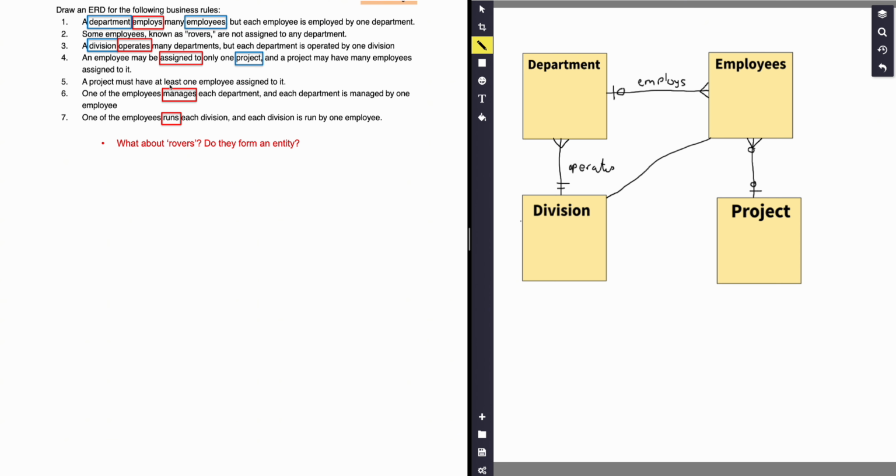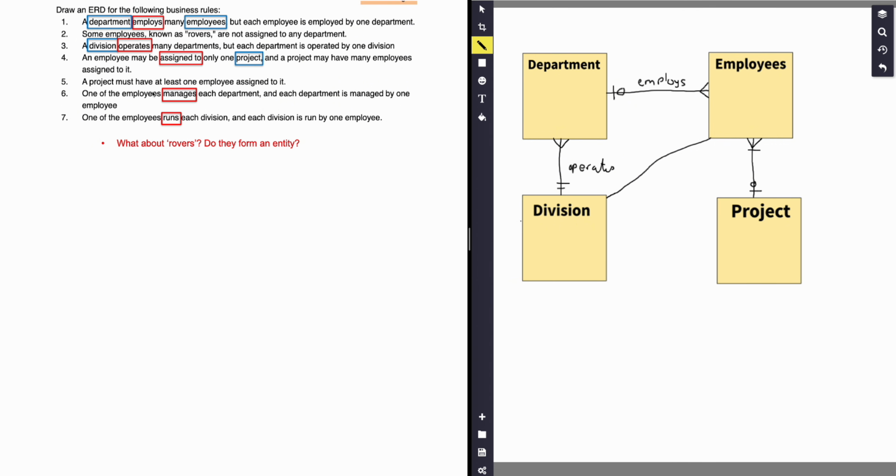So a project must have at least one employee assigned to it. So even though it said may up here, now it's saying that a project must have at least one employee assigned to it, meaning that this particular participation changes. So these are the things that you got to look out for, and this is why I go through it in this way. I do the connectivity first, and then I read the business rules from the top down.